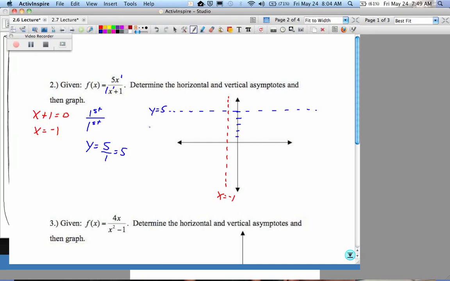Now it's just a matter of, what happens when I plug in 0, by the way? If x is 0, you plug in 0 on the bottom, you get 1. And 5 times 0 is 0, so 0 divided by 1 is 0. So I have an intercept of (0, 0), which kind of helps you determine where the graph is located. So those of you with your calculators out, if you're typing it in, you might put 5x in parentheses divided by x plus 1.